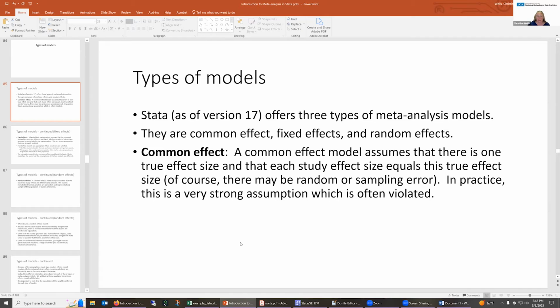All right. As of version 17, Stata offers 3 types of meta-analysis models. They are the common effect, fixed effects, and random effects models. Let's go through each of these in turn.